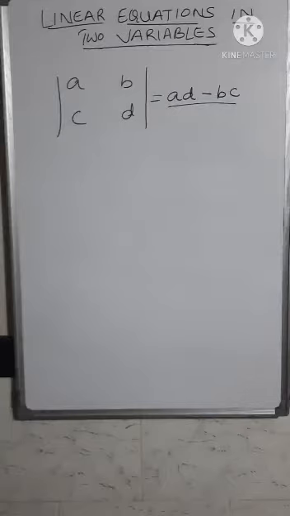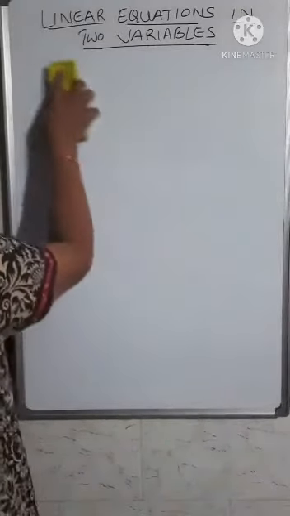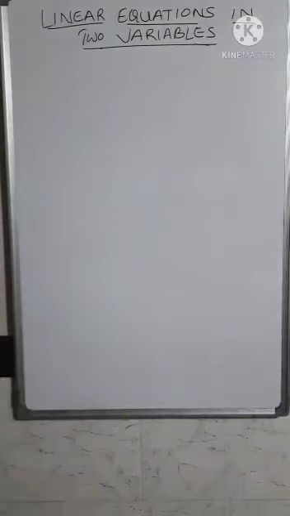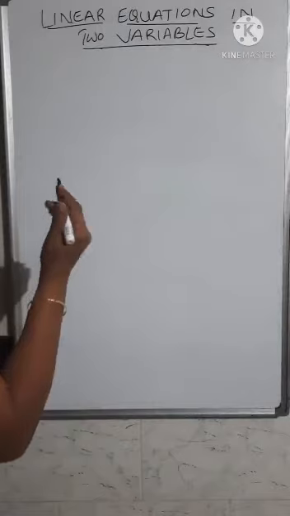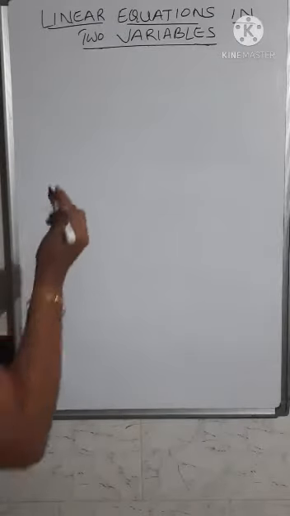Now whenever a linear equation is given, it can be written in the form of determinants, and then you can find the value of x and y. That method is called the determinant method, or Cramer's rule. So we'll see with the general form of the linear equation how to find the value of the determinant.